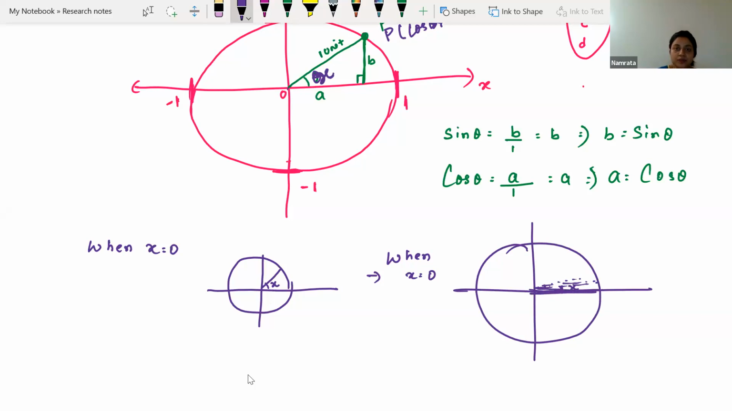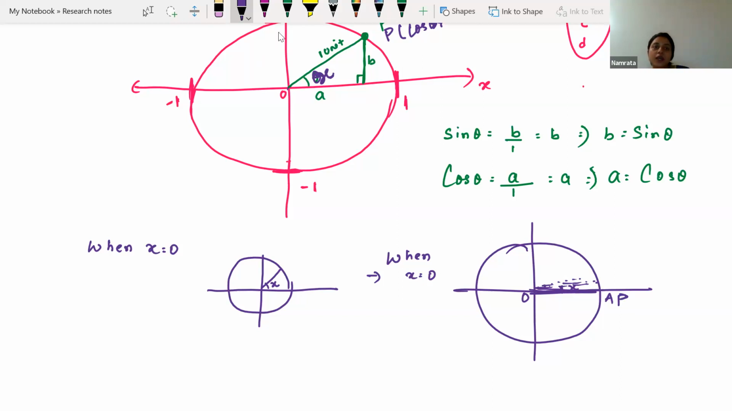Yes or no? O, A. It will touch the OA line. X is some angle. Let's say X is 60 degrees. Now X is 30 degrees. Now X is 20 degrees, 15, 10, 5, 0. Can you see? Okay. 45, 60, 30, 15, 10, 5, 0. So can we say when X is 0, this OP will just touch and collapse onto OA?